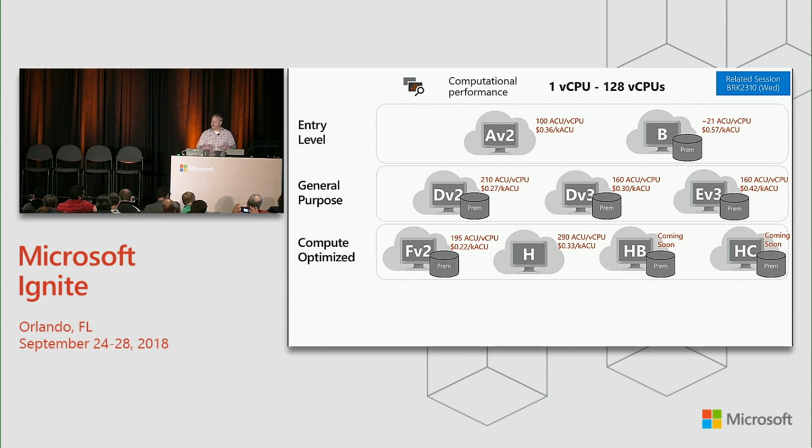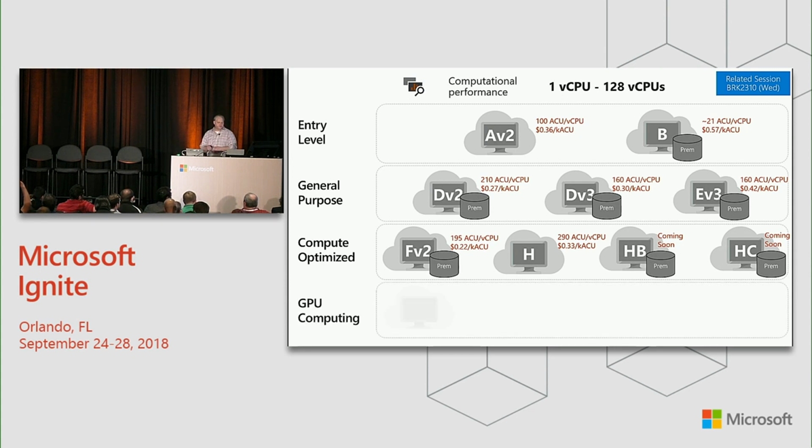It'll be the highest memory bandwidth that we have in the cloud. And then you have the HC that is kind of the logical successor to the original H series, Intel-based, Skylake, and one of those two will probably have the highest ACU values, and the HB being AMD may be one of the lower prices per ACU that we have.